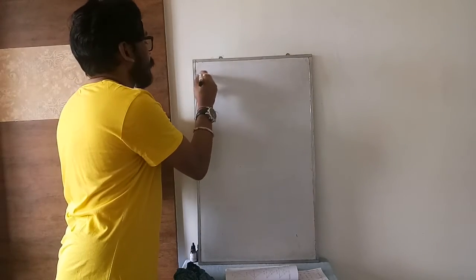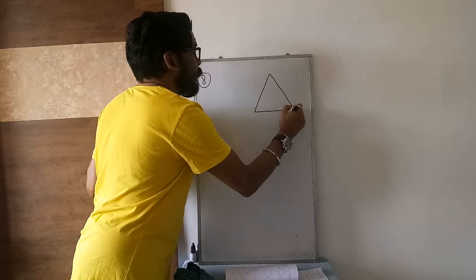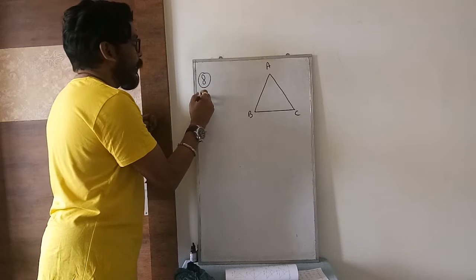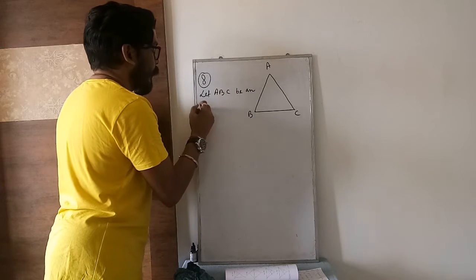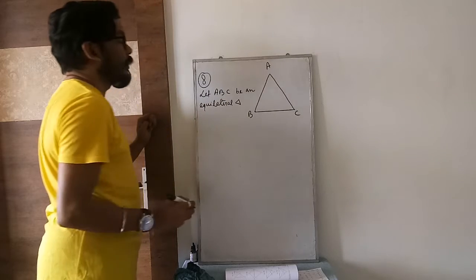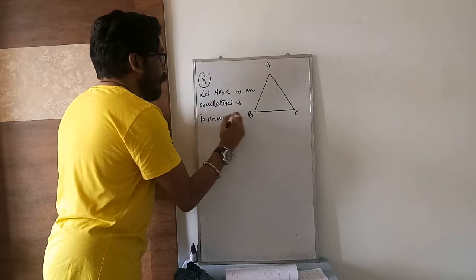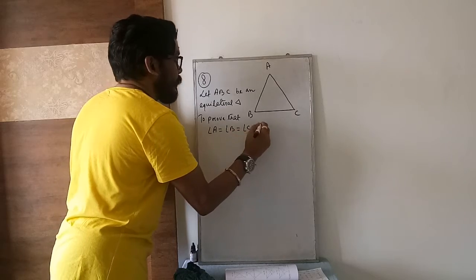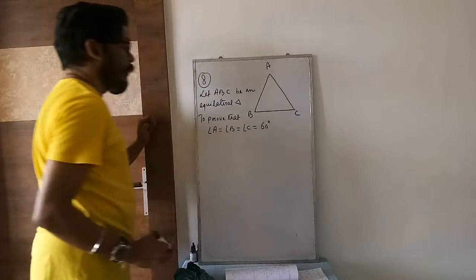So question number 8. Let me draw an equilateral triangle. In the given part, you can write: let ABC be an equilateral triangle. To prove that, what you can write: angle A equal to angle B equal to angle C equal to 60 degrees.